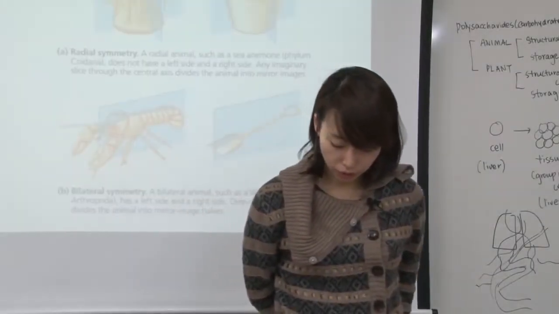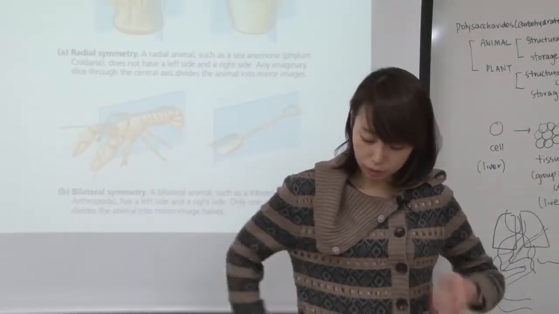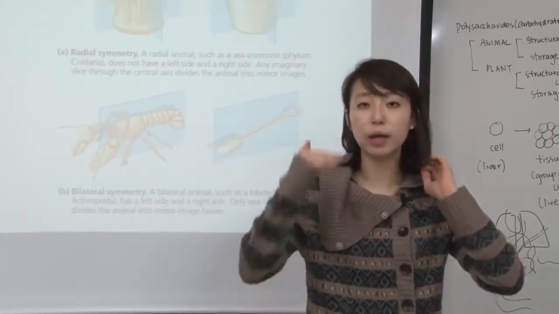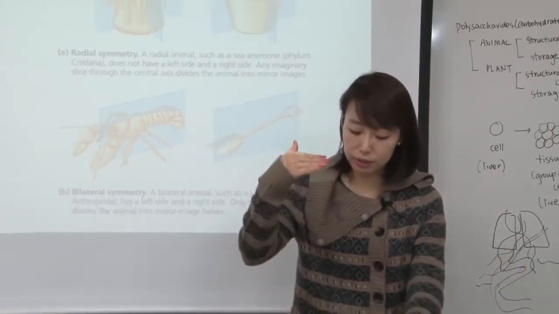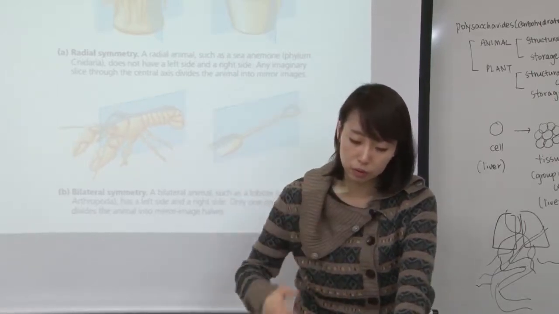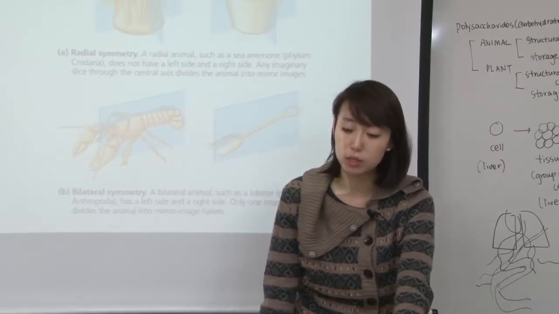Also, development of a head. So when we talk about bilateral symmetry, we talk about the left and right, okay? But also we can talk about the head and the tail, right? So the head is called the anterior, the top, okay? And the tail, the bottom part, is actually called posterior.